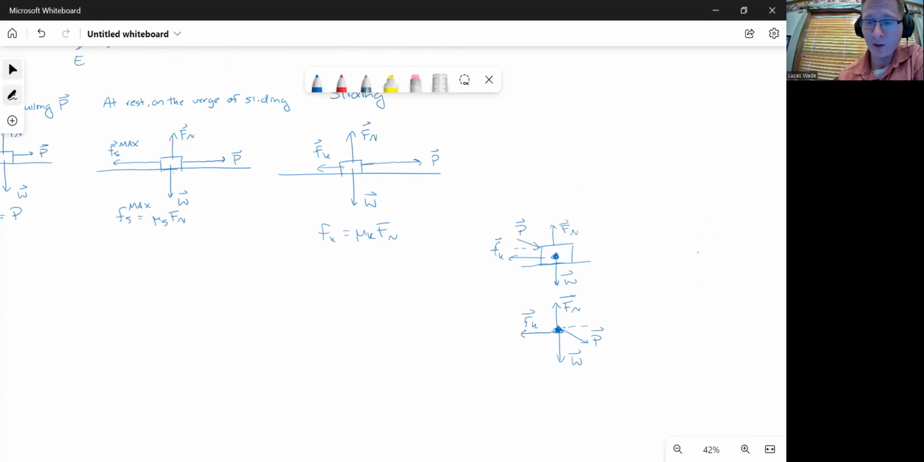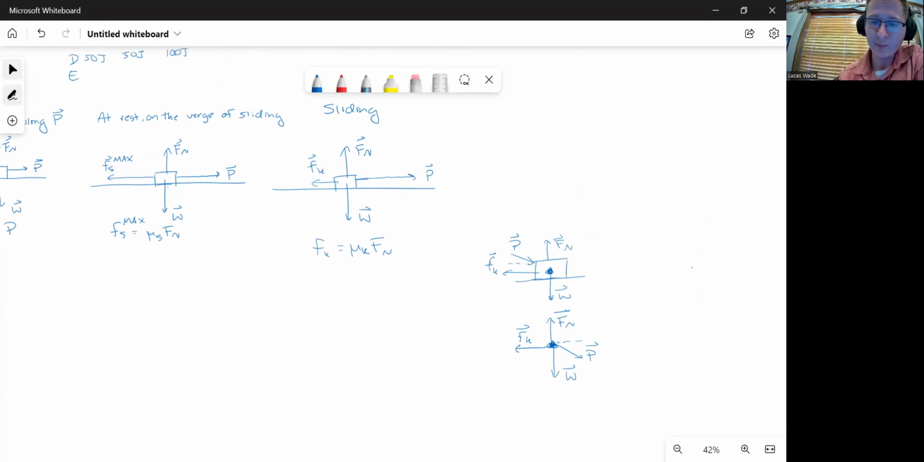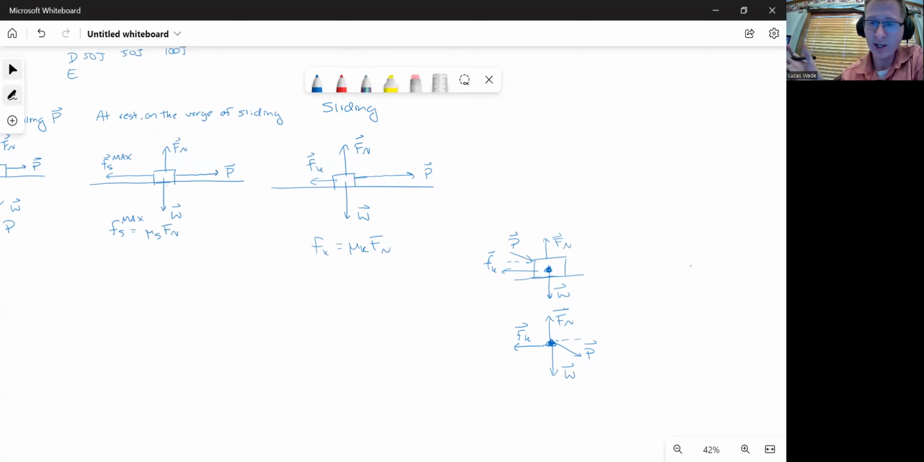So that's the difference between a push and pull, it's just whether it's the tail or the head of the vector that's pointing at it, but you can always change it from one to the other. It has the same effect. Does that clear up that question, Deja?